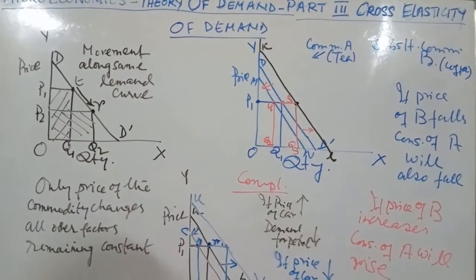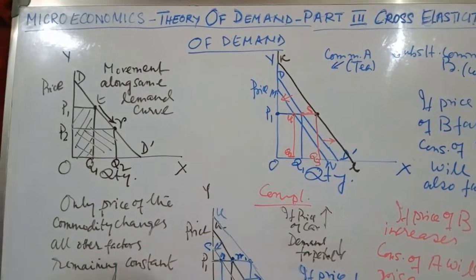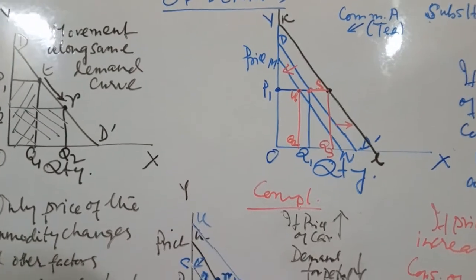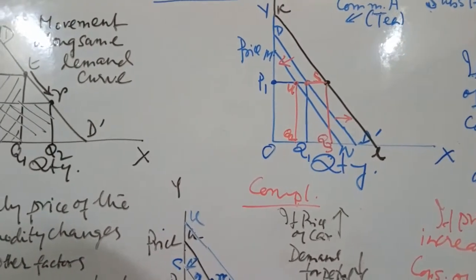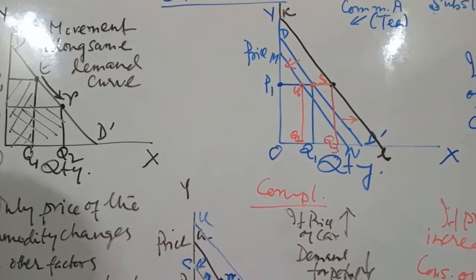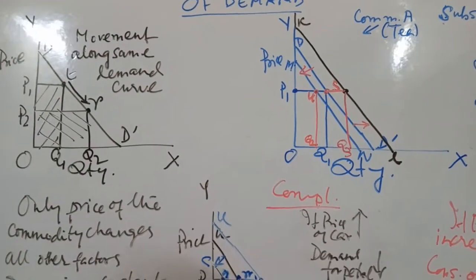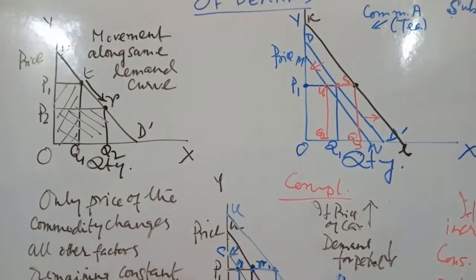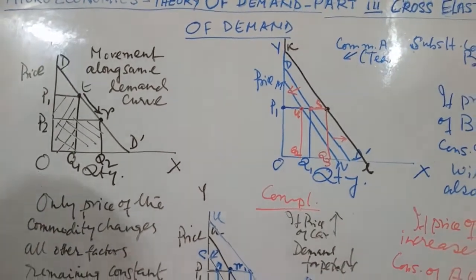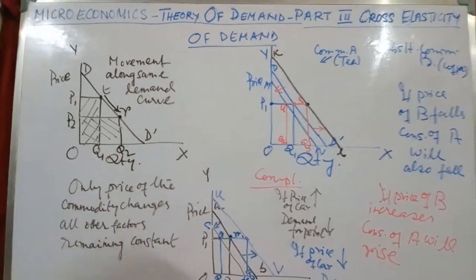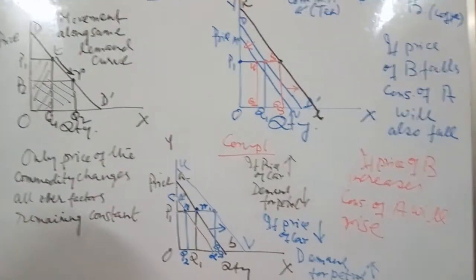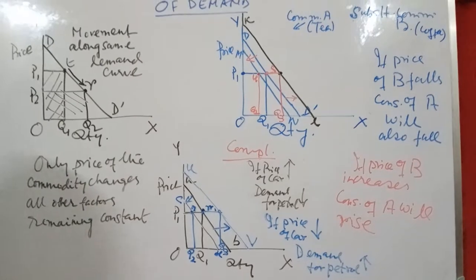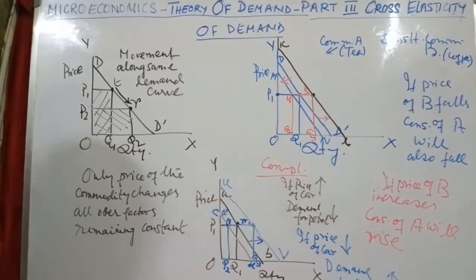And in case of complementary goods, say for example petrol and car, when price of a complementary commodity increases, then quantity demanded of the commodity falls. Say for example, if price of car increases, then quantity demanded of car will fall. As a result, quantity demanded of petrol will also fall. So the mechanism works in a reverse way in between complementary good and substitute good.